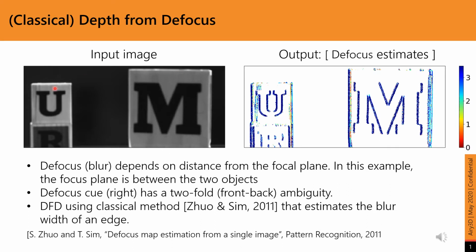On the left, we show our input image. The plane of focus for this scene is between the U and M blocks. We can use Zhuo and Sim's method to estimate the defocus blur here. However, under a symmetric aperture, the defocus estimates from a single image have an inherent front-back ambiguity. That is, there are two depth planes, one behind the plane of focus and another in front of it, that will produce the same defocused blur. This is because the blurring kernel is symmetric.